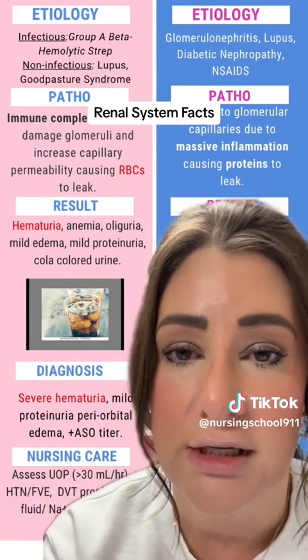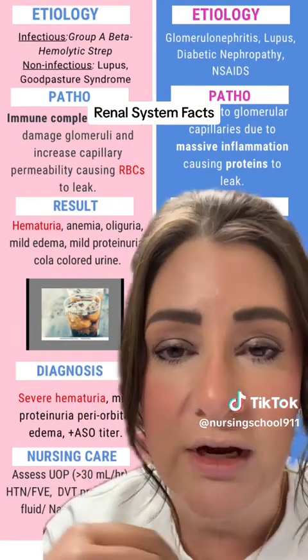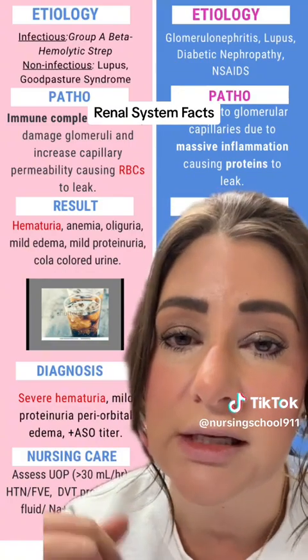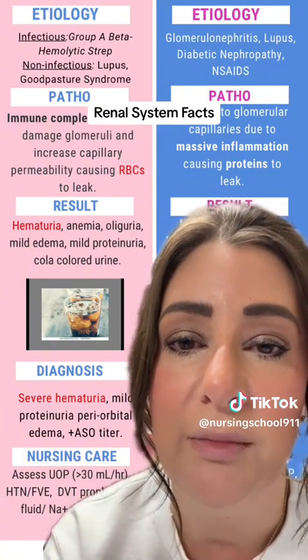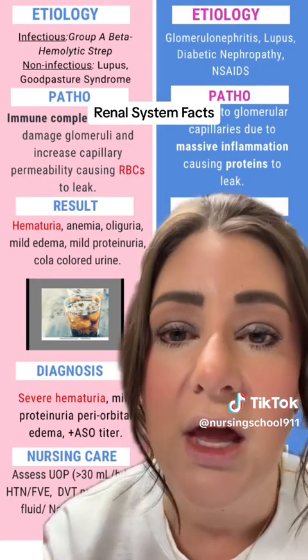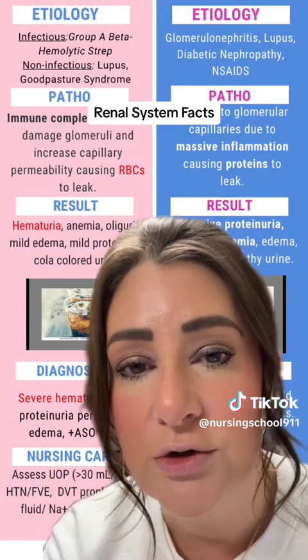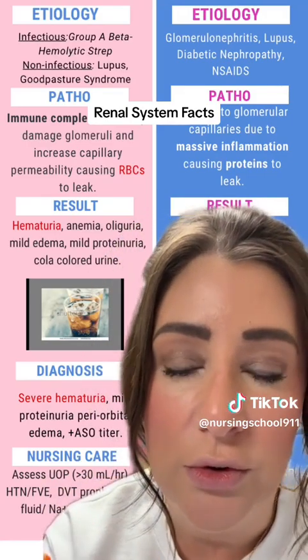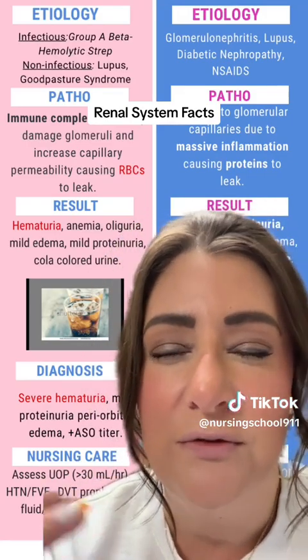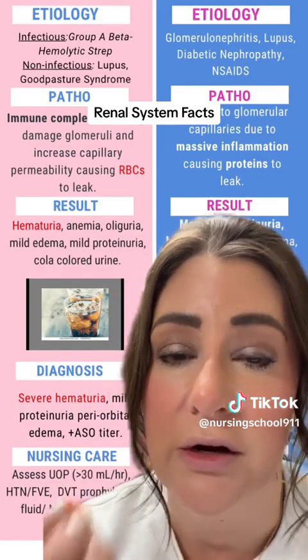Our etiologies can be infectious or non-infectious. Infectious causes for glomerulonephritis include group A beta hemolytic strep, also known as strep throat. Non-infectious causes can be lupus or Goodpasture syndrome. These are both autoimmune disorders that cause massive inflammation and damage to the capillaries within the glomerulus.